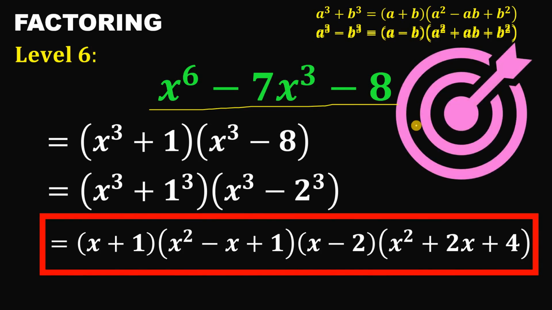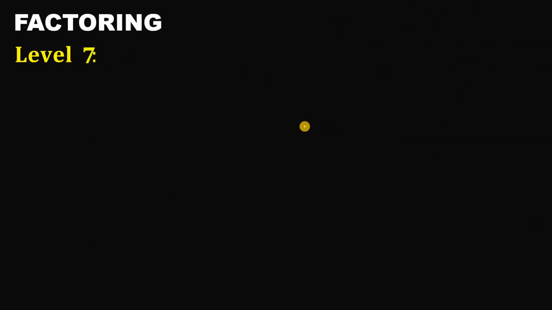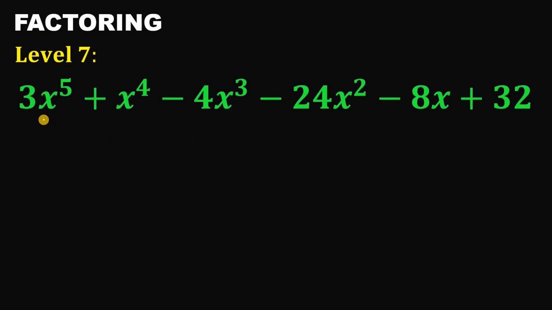Now, how about level number 7? Here's the question. 3x raised to the 5th power plus x raised to the 4th power minus 4x cubed minus 24x squared minus 8x plus 32. Again, pause this video right now because I will show you the solution in 3, 2, 1.